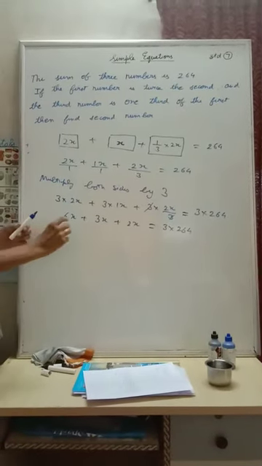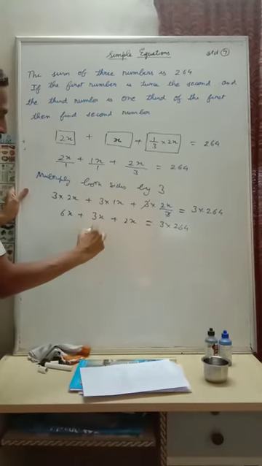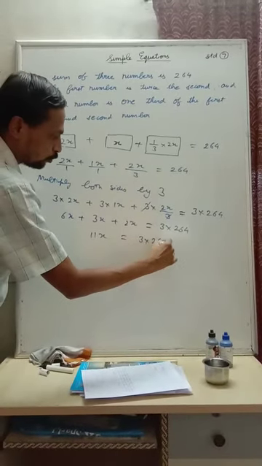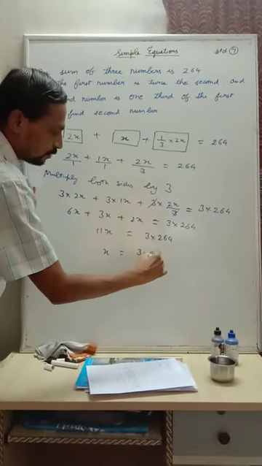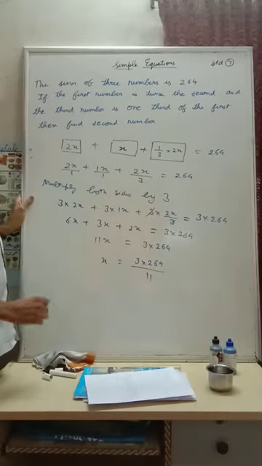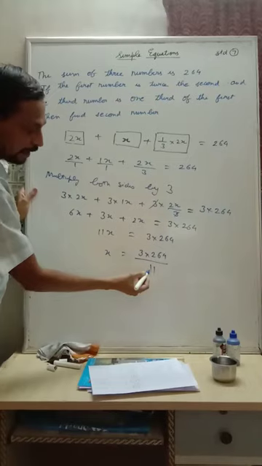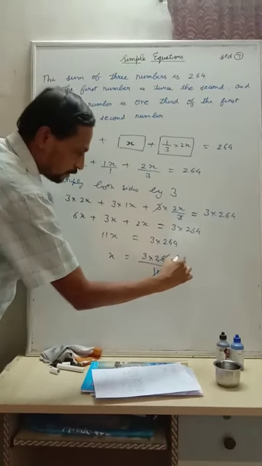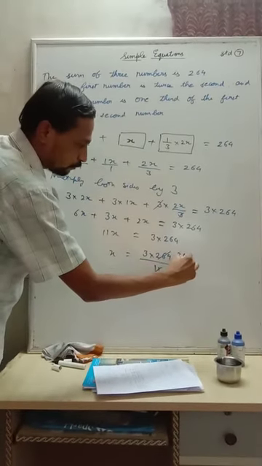Now just look here: 6x, 3x, 2x. So it is 6 plus 3, 9, and 11x. So this is 11x equal to 3 multiplied by 264. The next step is x is equal to 3 multiplied by 264 divided by 11. Now see friends, I didn't multiply this because we have an advantage here. 11 ones are 11, and 11 2s are 22. Then 4 remain. 4 and 4 44. So 11 4s are 44.